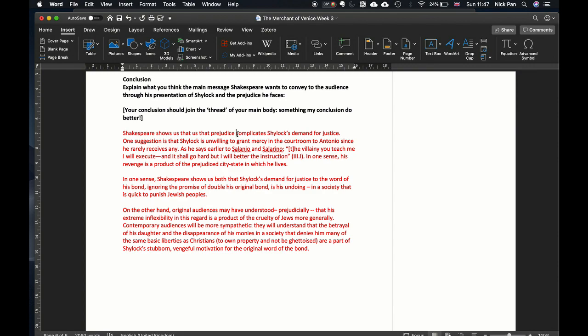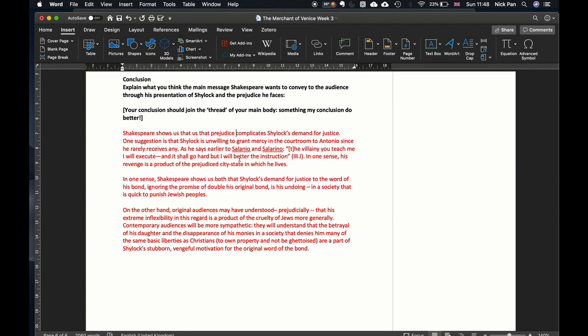They will understand that the betrayal of his daughter and the disappearance of his monies in a society that denies him many of the same basic liberties as Christians are a part of Shylock's stubborn, vengeful motivation for the original word of his bond. So, yes, in one sense, there is prejudice on both sides. However, there is an asymmetry of prejudice, and ultimately, the minority loses, unfortunately.